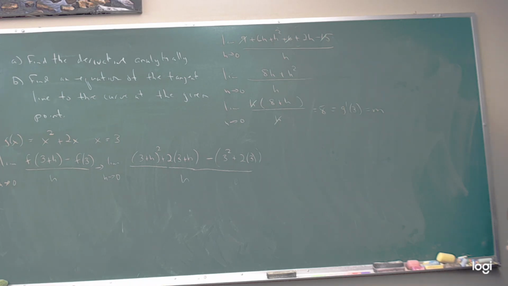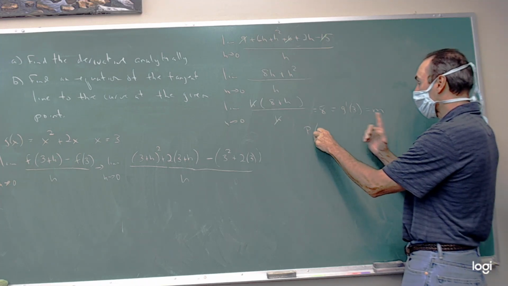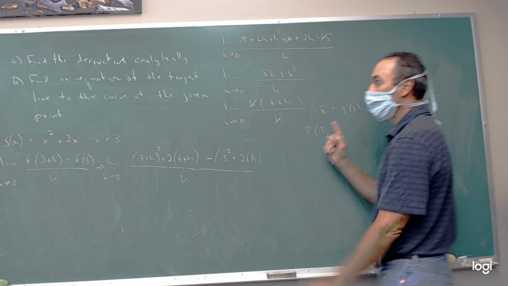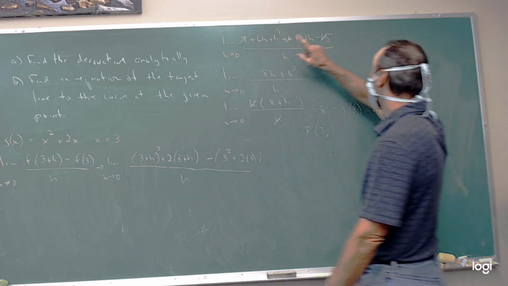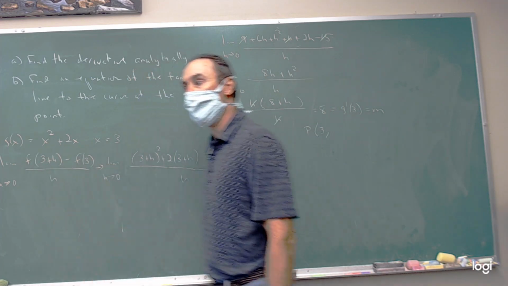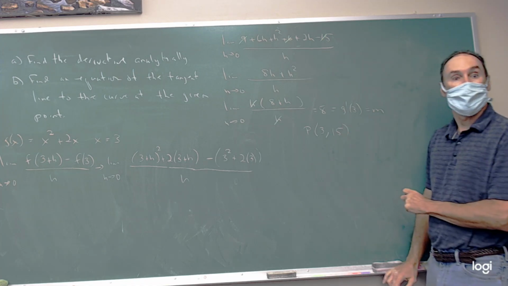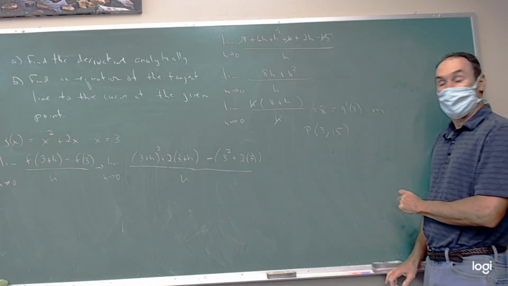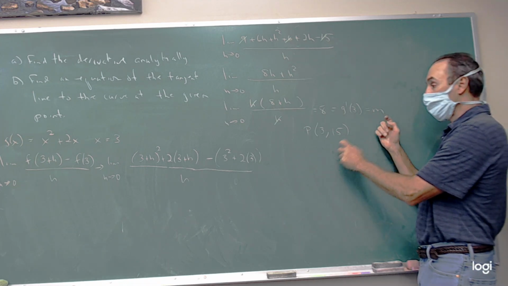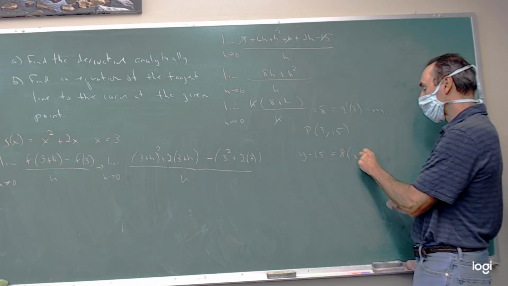We need the tangent line. So we've done part A. Now, what else do we need to know besides the slope? A point. So our point is going to have x-coordinate 3, and I think we did that before. What did we say the y-coordinate was? Well, we can go 3 squared plus 6 again is going to be 15. So there is our point. Good to go? So point and slope. We have y minus 15 is our slope 8 times x minus 3.